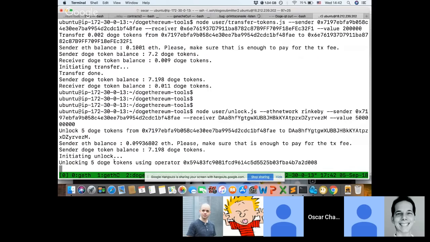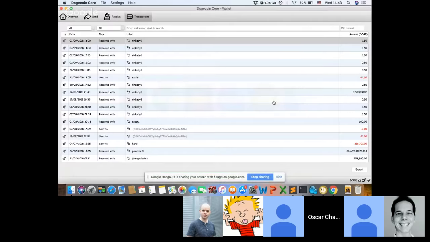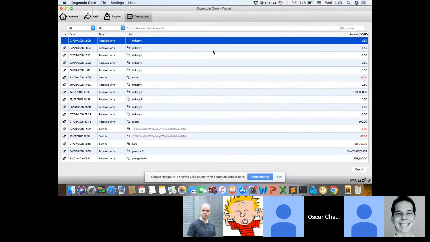I'm unlocking 5 Doge tokens. There's a transaction being sent to the Ringkeeper network, and I'm waiting for it to be included in the block. It was included. So now here is my Dogecoin wallet. Now we should wait for the operator to notice that the unlock was requested and send 5 Doges back to me.